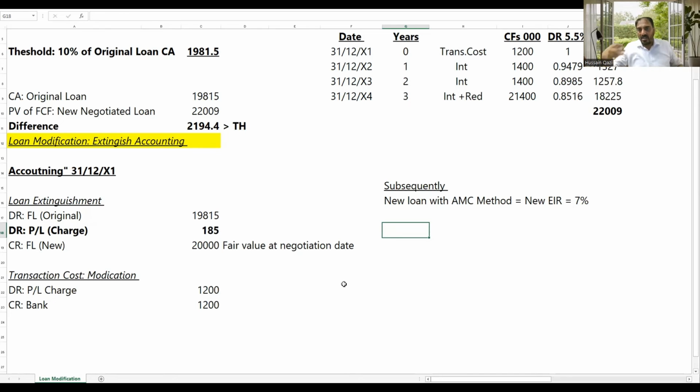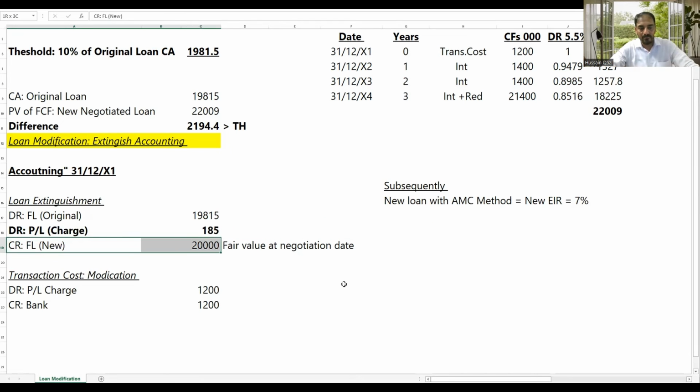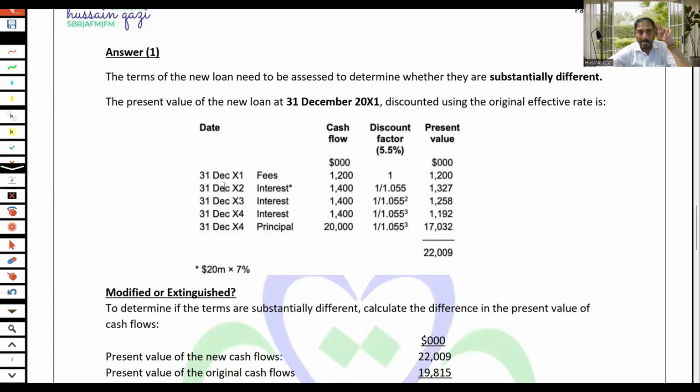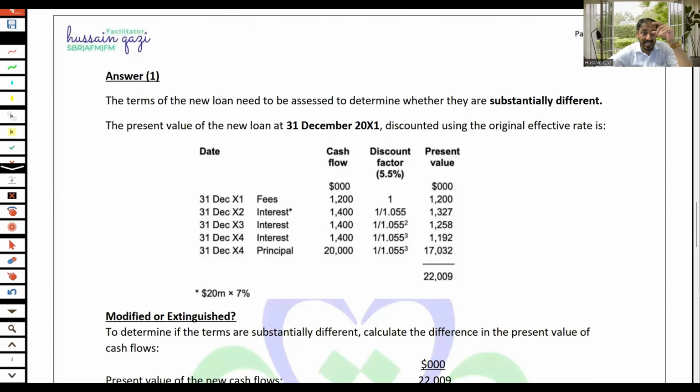For example, if someone says to make an extract for X2, number one, year end X2 opening balance, that's simple. Opening balance is 20,000. Interest expense 7%, interest payment 7%. Year end 20,000. That's simple. Sir, if this point is examined in the SBR exam, how to write? You can write the answer in this manner.